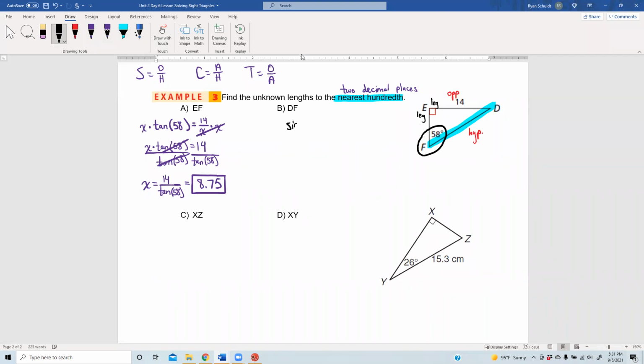So we're going to have the sine of 58 degrees. Sine of 58 equals the opposite, which is 14, over x. Again, x is on the bottom, so that's what we multiply by. We're going to have x times the sine of 58 equals 14 divided by the sine of 58 on both sides. Those cancel. We're going to get x equals 14 over the sine of 58 degrees.